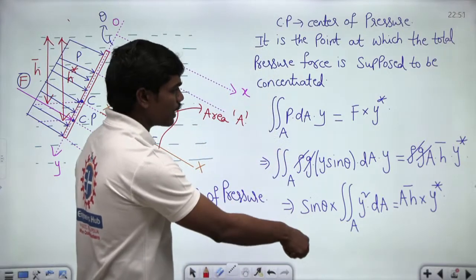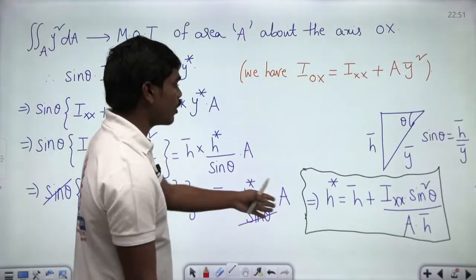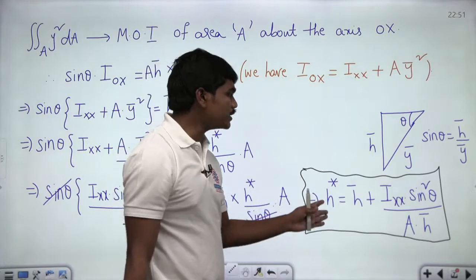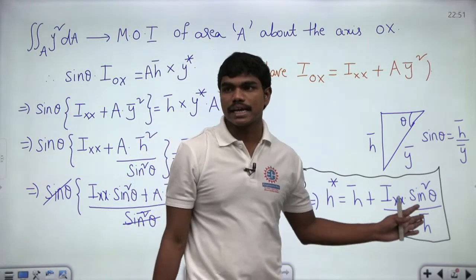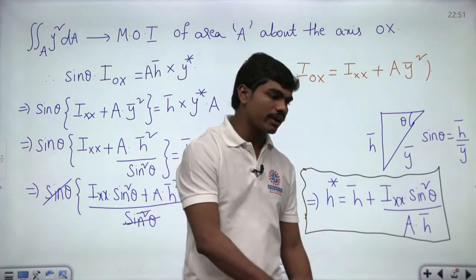Just by applying a bit of moment balance, we got the formula for the center of pressure, which is h star equals h bar plus I xx sin squared theta divided by A times h bar. This is what we have got.